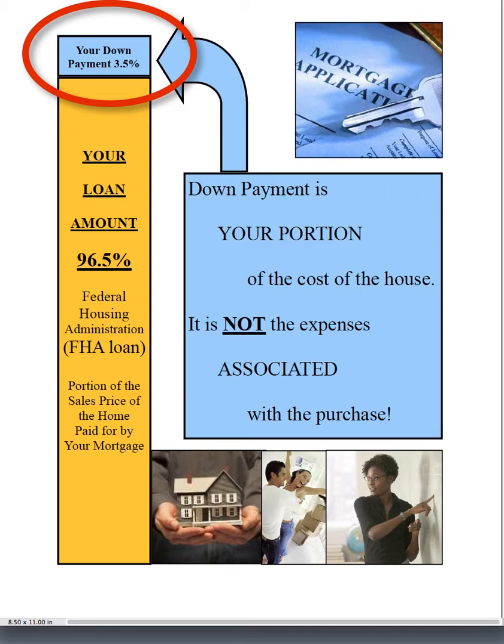You see on the top of that column a little blue part that says your down payment 3.5%. That portion is the part of the house that you are paying for out of your funds. Usually that is required to be out of your own pocket. It can't be borrowed money. However, if you're a teacher in the state of Texas, you can get down payment assistance that will pay your down payment for you. We'll talk more about that in a minute.